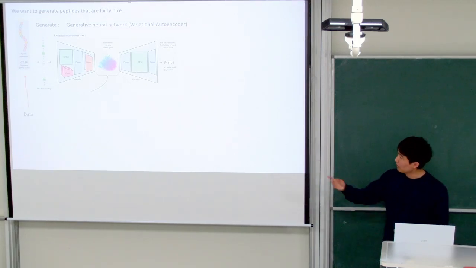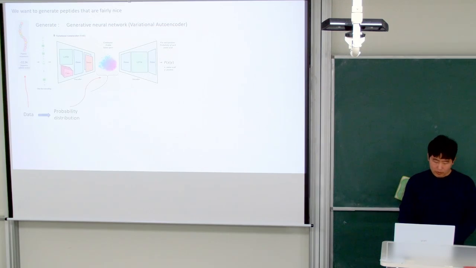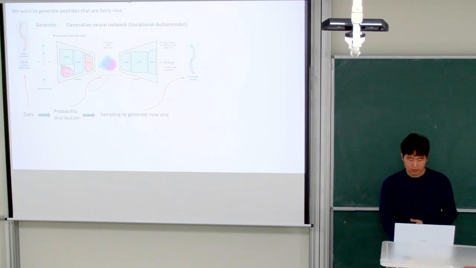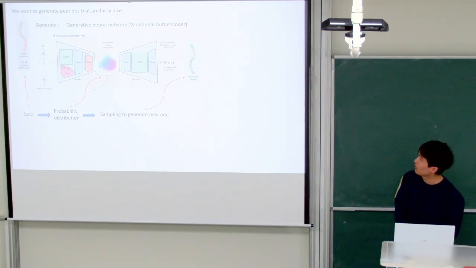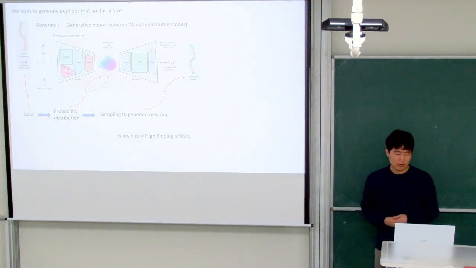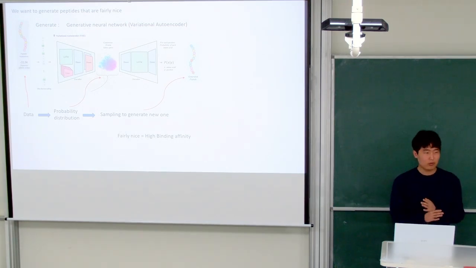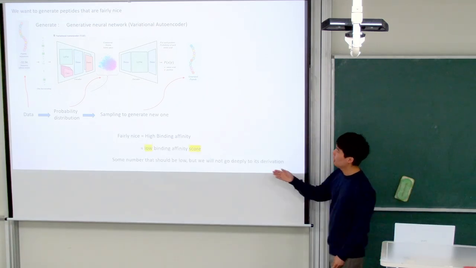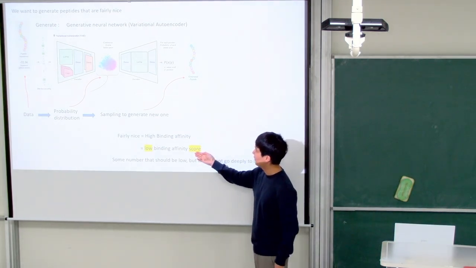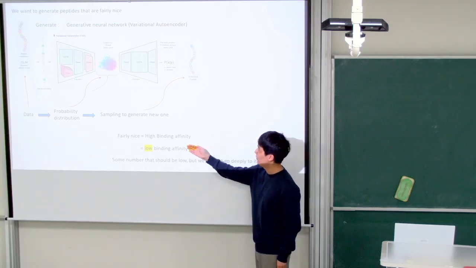This is the data: given data, we have a peptide. So we want to generate some probability distribution. From this distribution, we want to sample to generate a new one, like this. But in the title I said the peptide should be fairly nice. What does fairly nice mean? It should have high binding affinity. I will not focus on its chemical background, so you can just think about a number, the binding affinity score, which should be low.